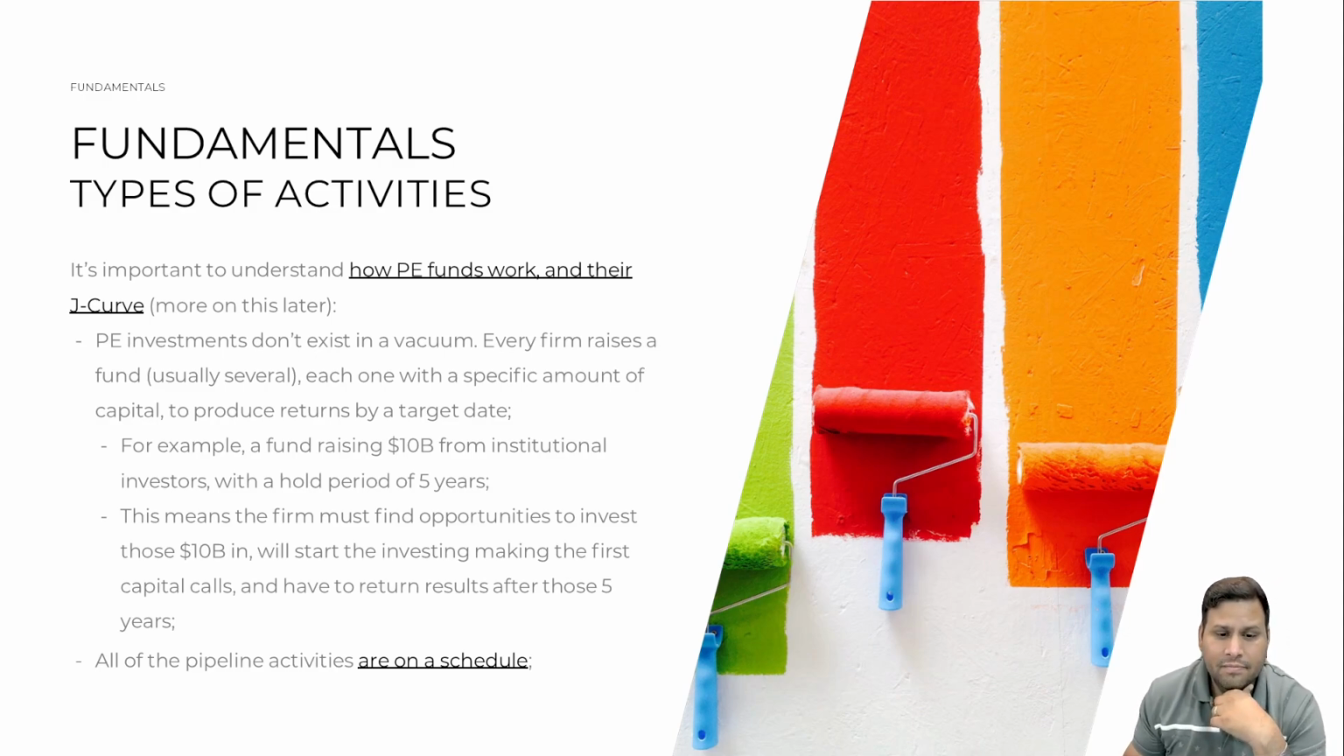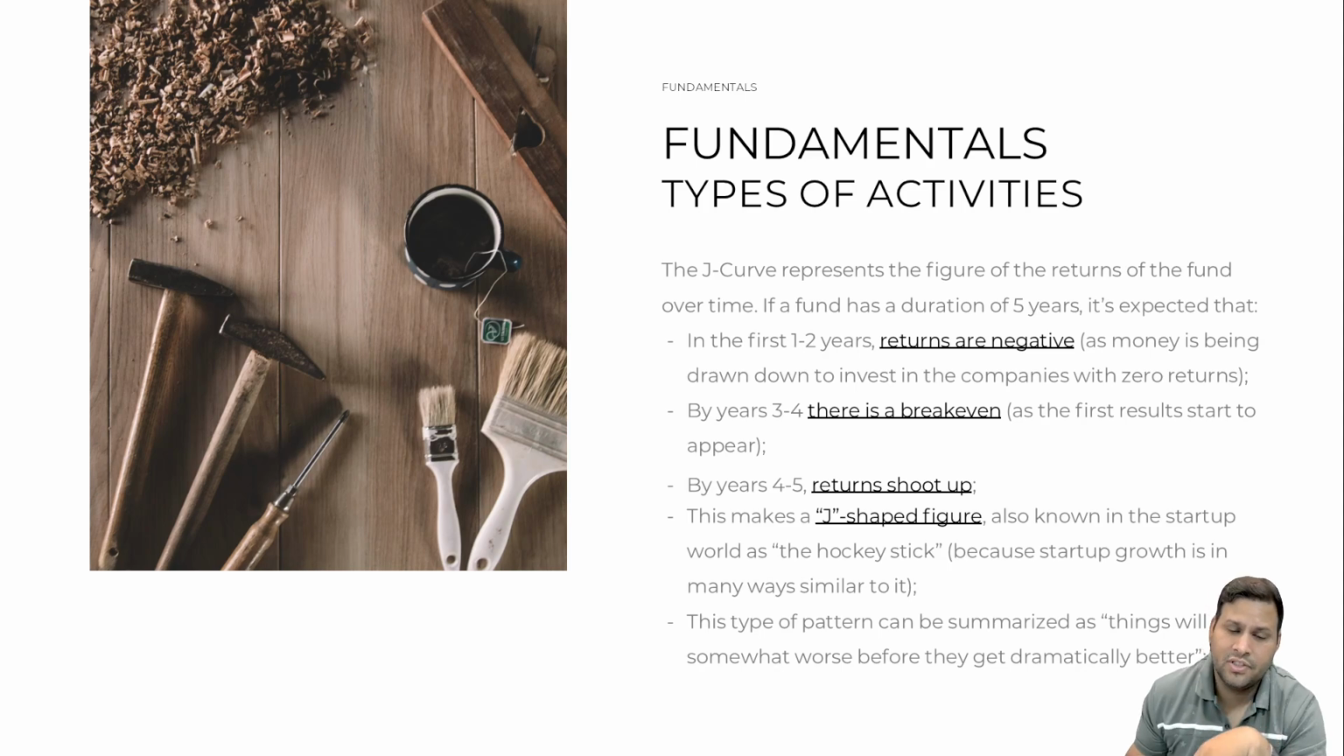Okay, let's move to the next slide. These are the fundamental types of activities. So we are talking about the J curve. Basically, the J curve is a curve which is also known as the hockey stick, and that is also considered a measure of success in startup funding, startup companies.